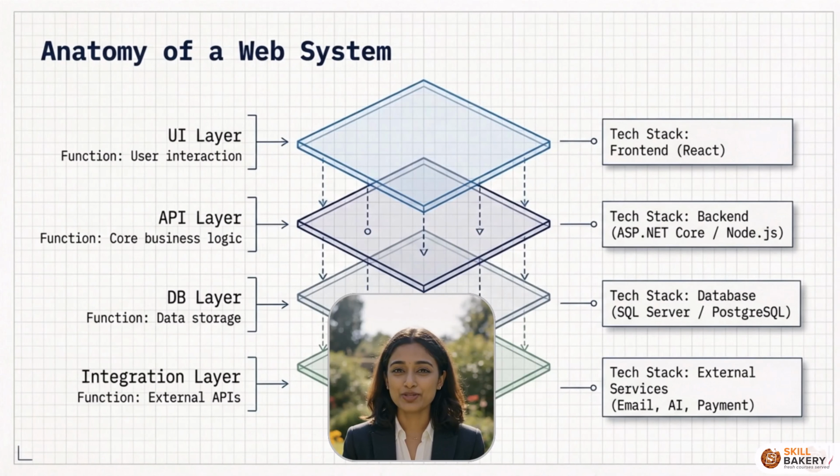A web system is composed of several layers: the UI layer for interaction, the API layer for business logic, the database layer for storage, and the integration layer for external services.